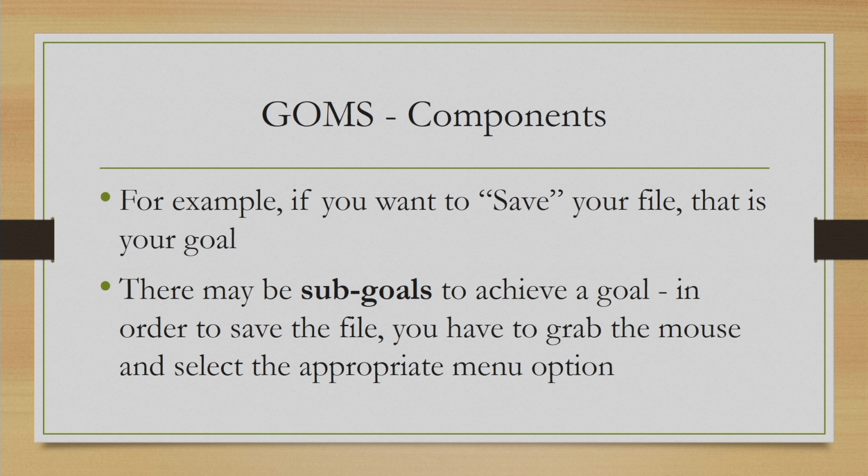Now, in order to do that, you may have many sub goals. For example, to save a file, you may have to grab the mouse and select the appropriate menu option if you want to do it through menu based options. So, if you are asked to save a file using a menu, then you have to grab the mouse, go to the menu option, and select the particular menu option to do this. So, these are your sub goals. Your overall goal is to save a file and there are many sub goals to achieve the goal.